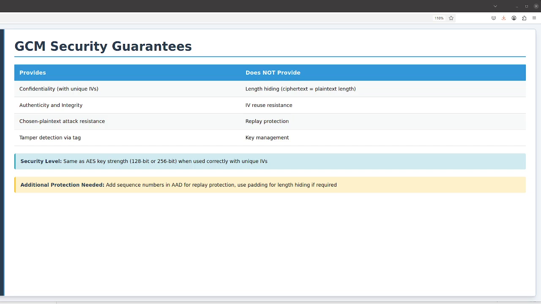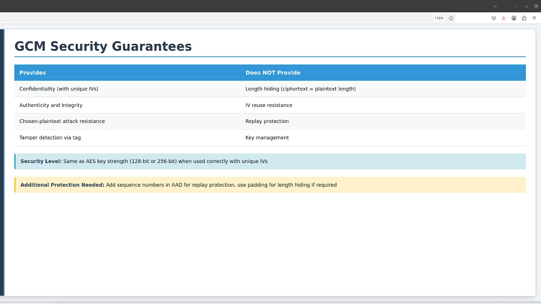GCM does not provide resistance against IV reuse. If you reuse an IV with the same key, security completely breaks. This is a fundamental limitation of the GCM design. Other modes like AES-GCM-SIV are designed to be more resistant to IV reuse, but they have other trade-offs.